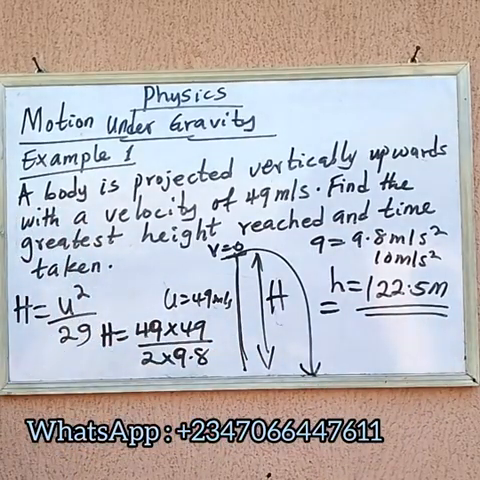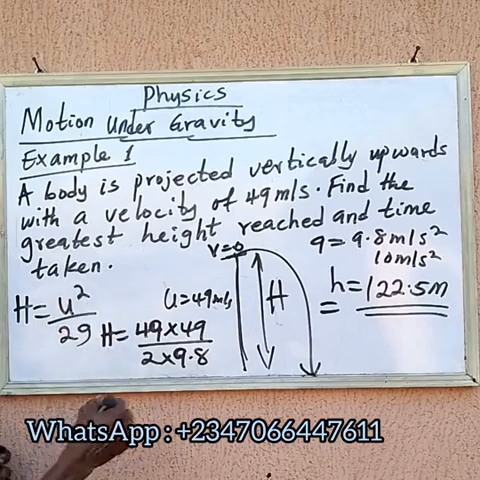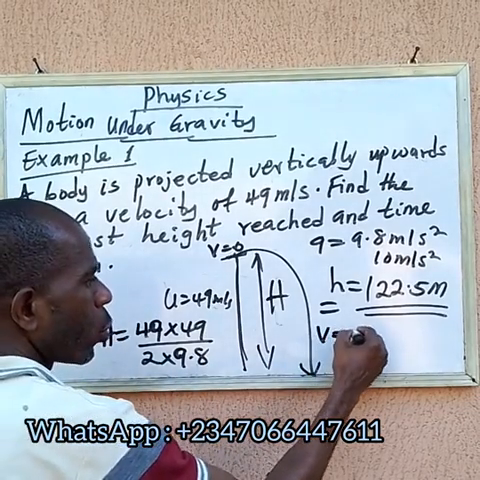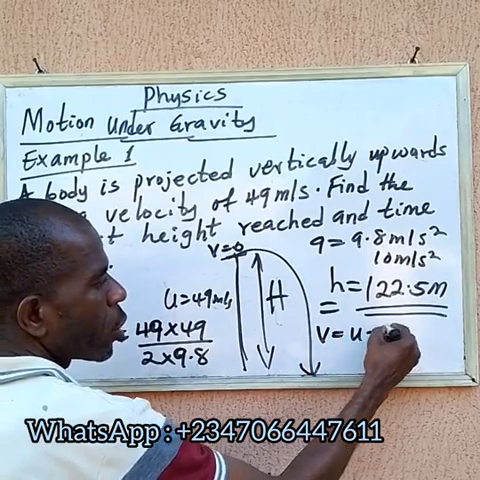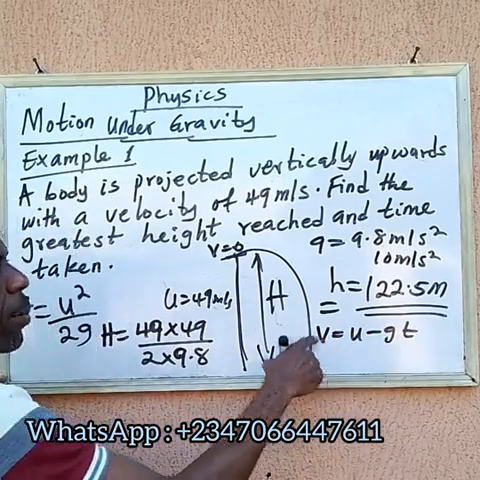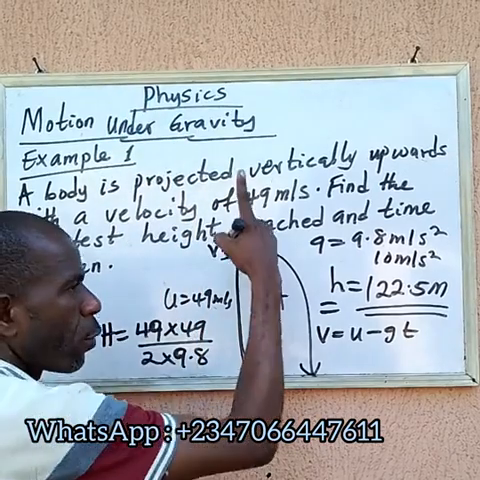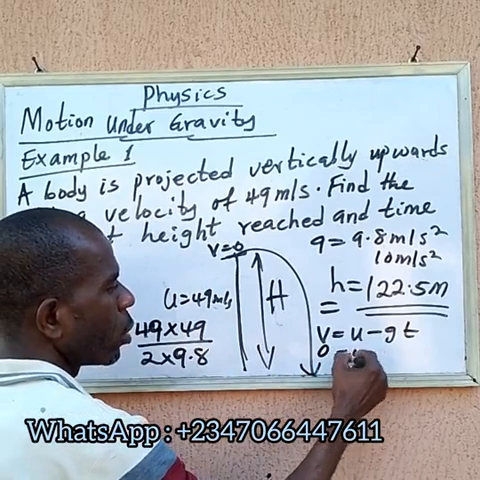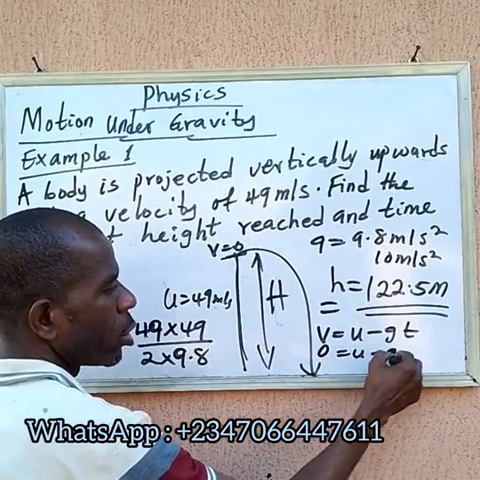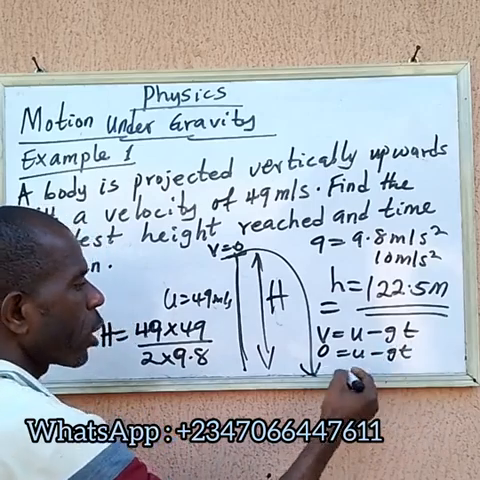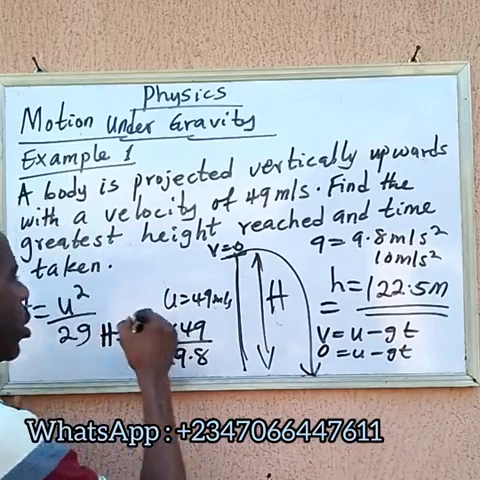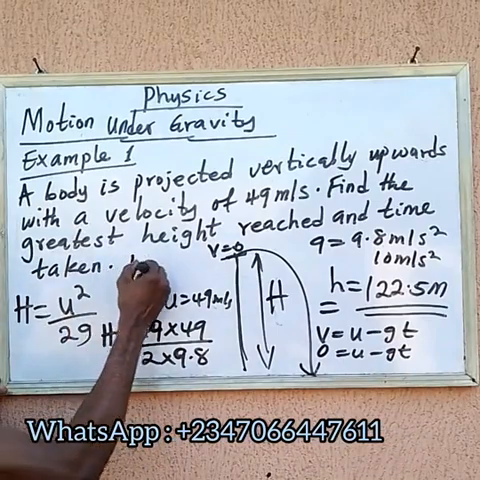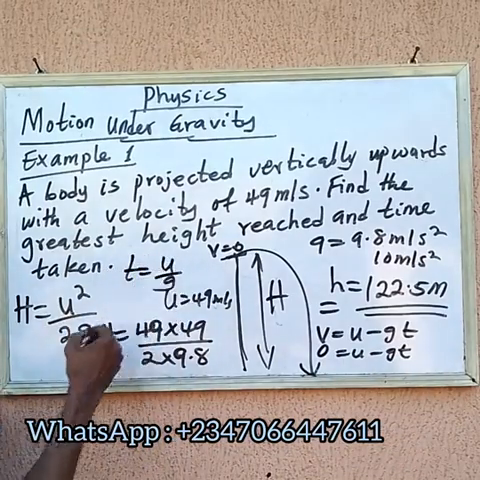So let us go and calculate the time. I also gave you the formula for the time because we are using the equation of motion v equals u minus gt. Why minus? Because we are moving against gravity, since it's an upward motion. So v becomes 0, then 0 equals u minus gt. Making t the subject of the formula, we just have t equal to u over g. That's what you just need.